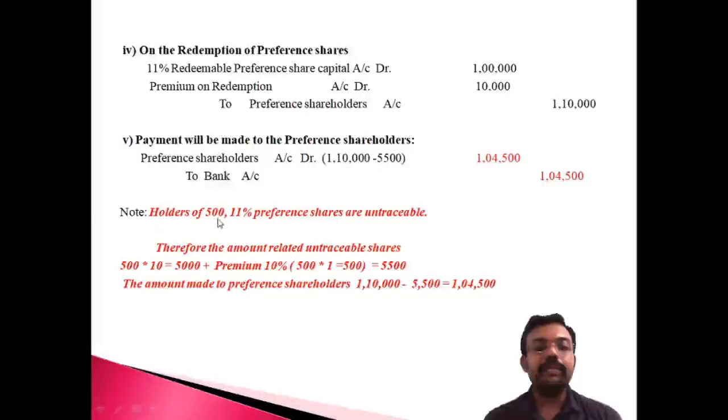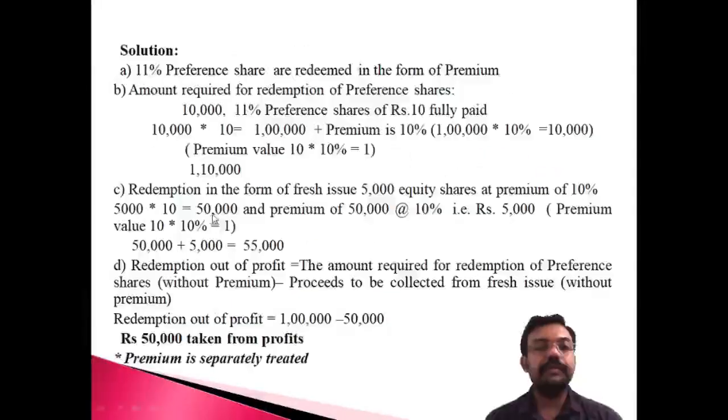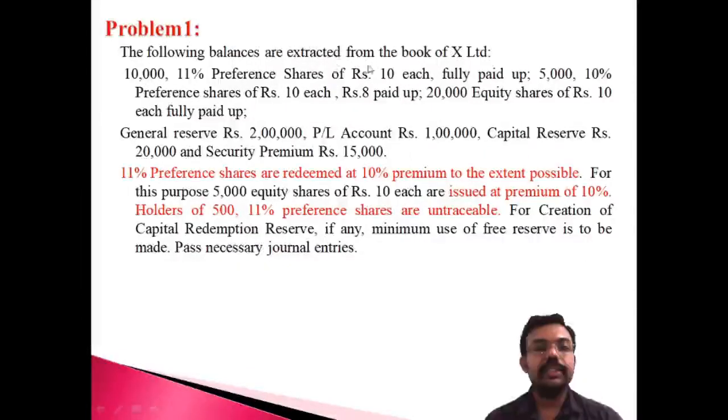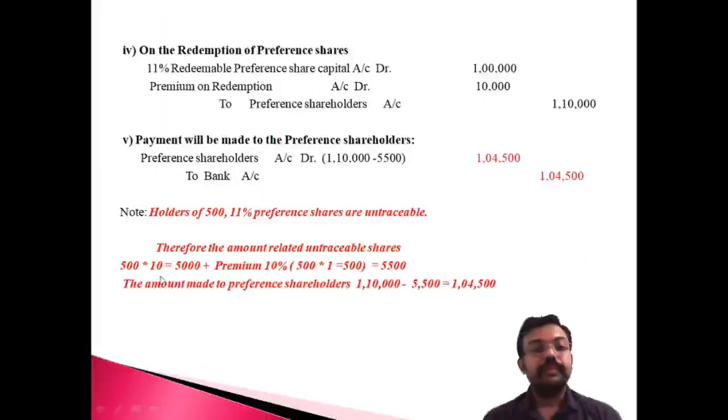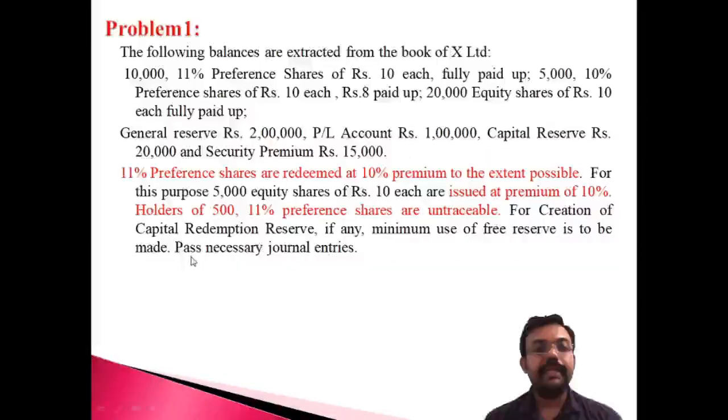So the holders of 500 11% preference shares are untraceable. Now we can identify how much amount is related to it. Therefore the amount related to untraceable shares: we know 500 into 10. Sorry, 500 into 10 is 5,000, because the face value of these shares is 10. It's 500, then face value is 10. Okay, that is 5,000, and they are redeeming at the premium.